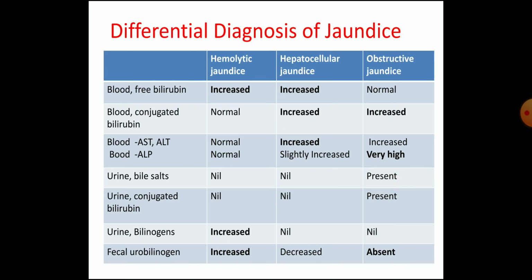Then conjugated bilirubin, that is bilirubin in the urine, will be negative in hemolytic jaundice, and it may be present or absent in hepatocellular, sometimes present. Here it is written nil, but it can be present in the second stage of hepatocellular jaundice. And in obstructive jaundice, conjugated bilirubin will usually be present in the urine. Then urobilinogen will be increased in hemolytic jaundice, and it will be nil or decreased in hepatocellular, and similarly it will be absent in obstructive jaundice.